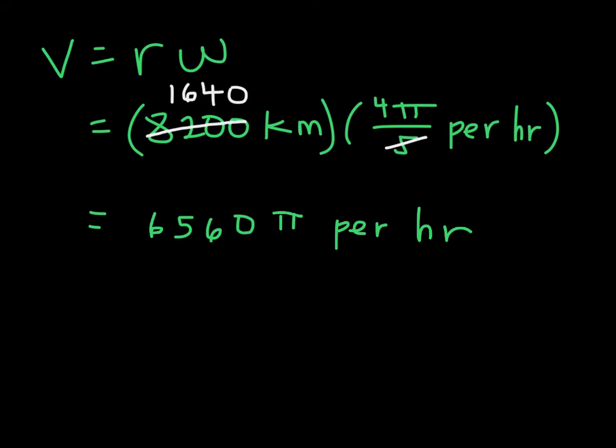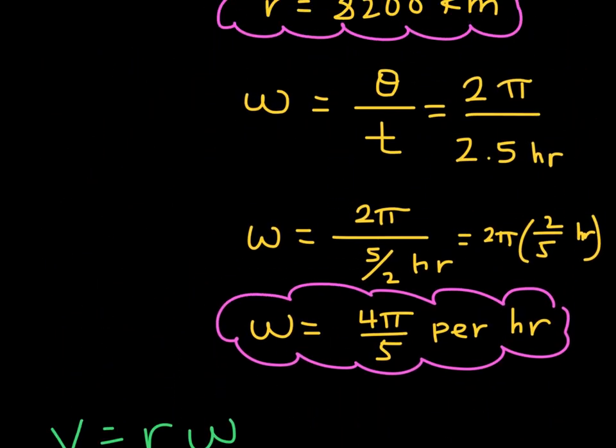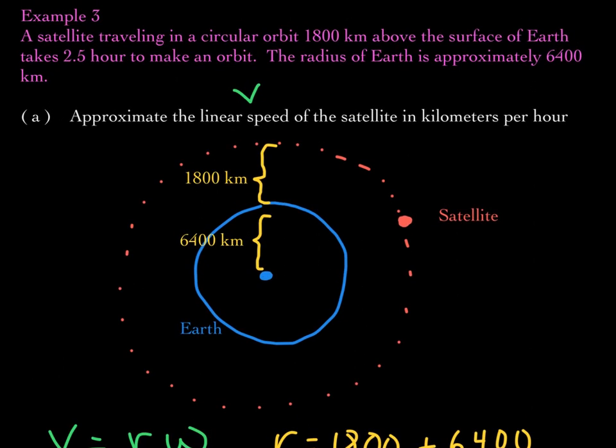Okay, everybody? Now, if you punch into your calculator pi, and let's see, how many significant digits do we have in this problem? I'm going to have to scroll all the way back up to find the given information. Here it is. Look at the given information, everybody. How many significant digits in this number, 1800? 2. In this number, 2.5, 2 significant digits. In this number, 6400, 2 significant digits.